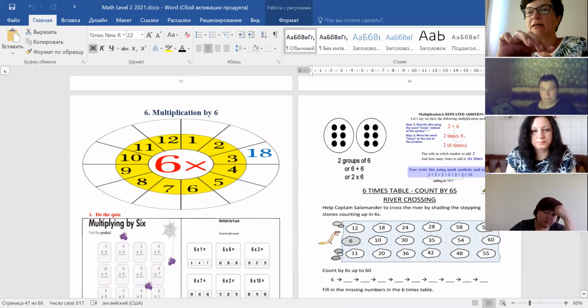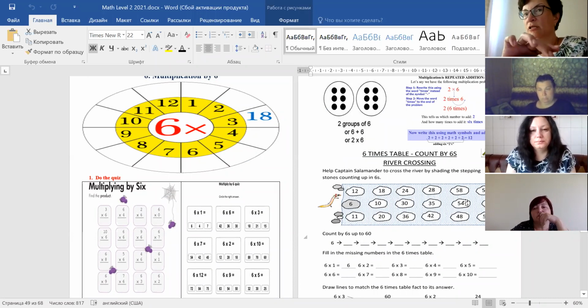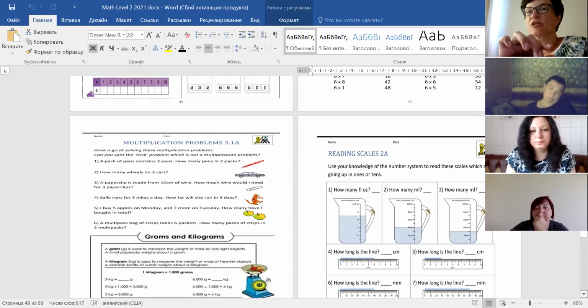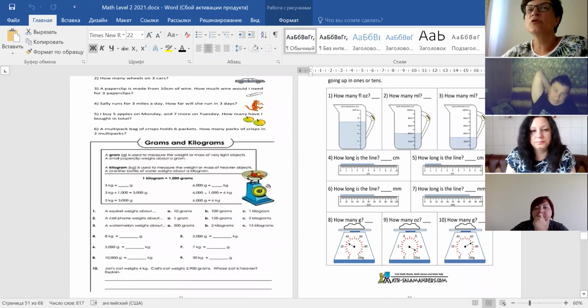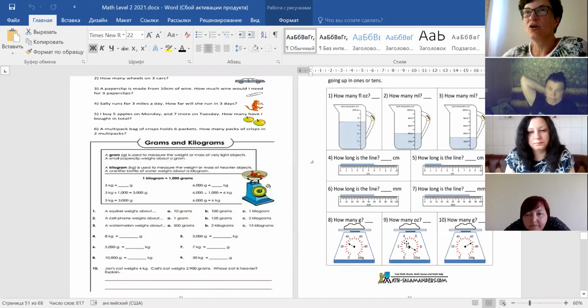The same with 6, multiplied by 6. So we understand that 6 plus 6 is 2 times 6. Then we count by 6, and we do multiplication problems, and we do here grams and kilograms, and we already review liters, then centimeters, and only one thing here. Of course, we don't do ounces, we don't do ounces.